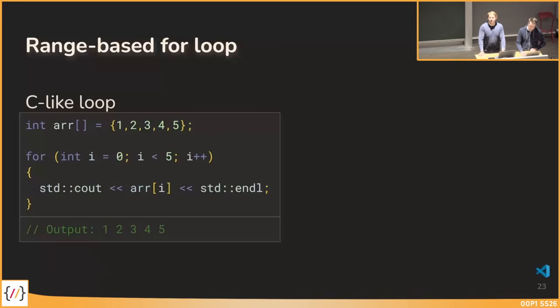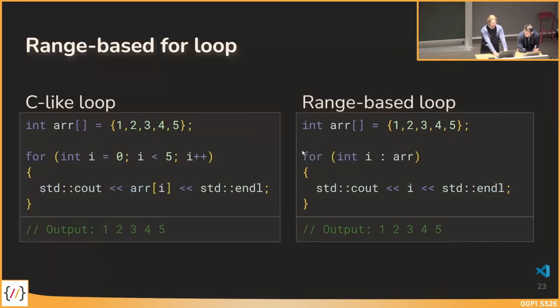But C++ now offers a great opportunity to get rid of this part here, and instead of having these 3 different expressions here, we can just write int and then some variable name, and then the colon operator and array. So what is happening here is that int i is assigned 1 value per loop iteration.